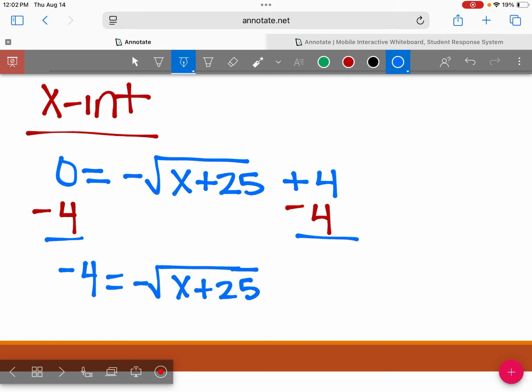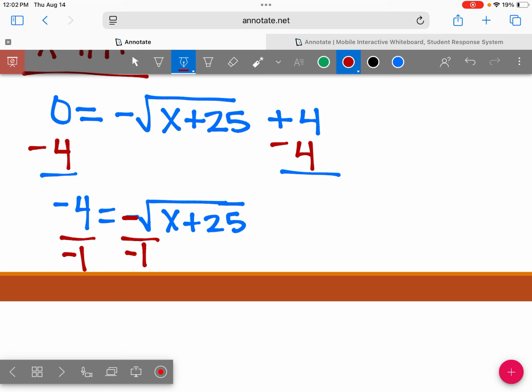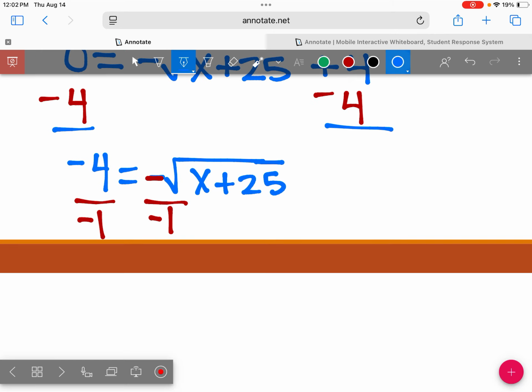All right, we have this negative right here. That's being multiplied by the square root. That's a negative 1 being multiplied by the square root. What's the opposite of multiplying by negative 1? Dividing. So let's divide both sides by negative 1. So now I have a positive 4 equals the square root of x plus 25.